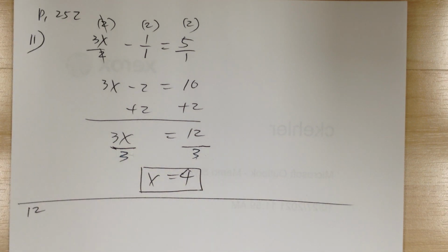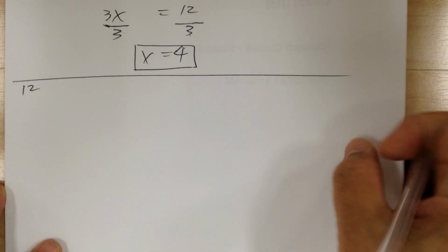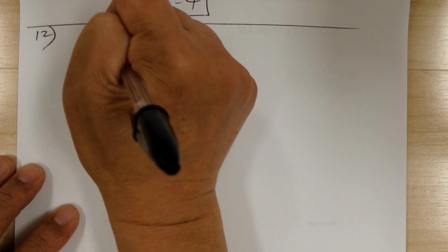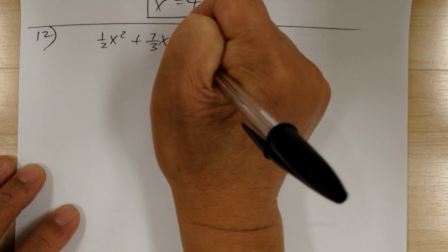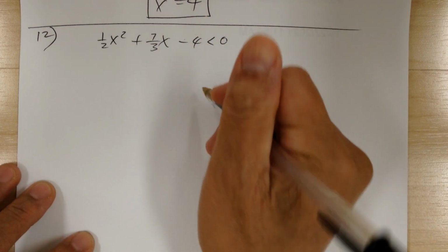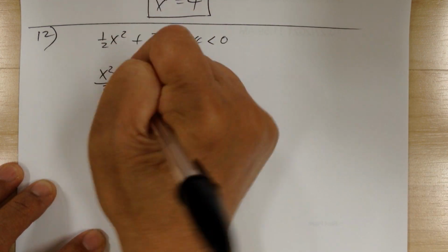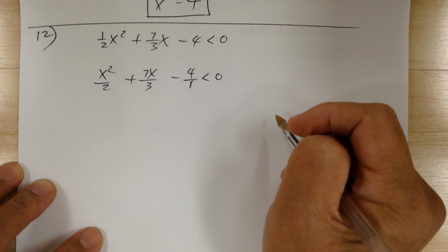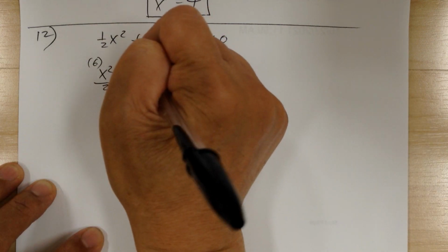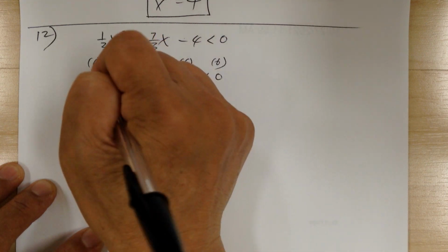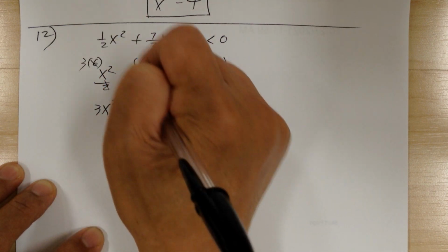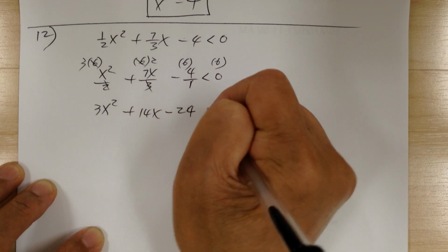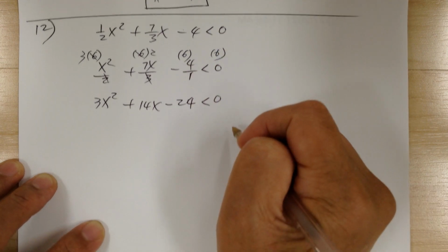Okay, number 12. Here you have 1/2 x squared plus 7 over 3x minus 4 is less than 0. So let's write it in fractional form: x squared over 2 plus 7x over 3 minus 4 over 1 is less than 0. Multiply by the LCD, so multiply by 6 to get rid of the fractions. So this cancels out, I get 3x squared. This cancels out, I get plus 14x. This one does not cancel, so it would be minus 24. It's less than 0. 6 times 0 is still 0.